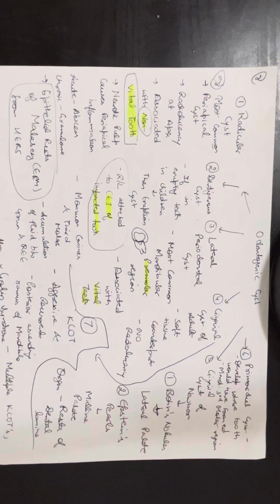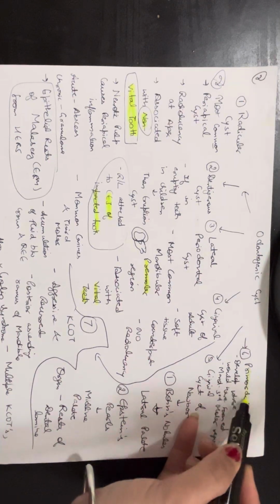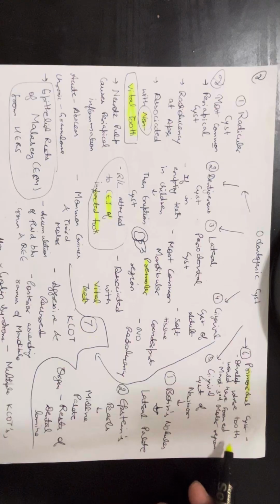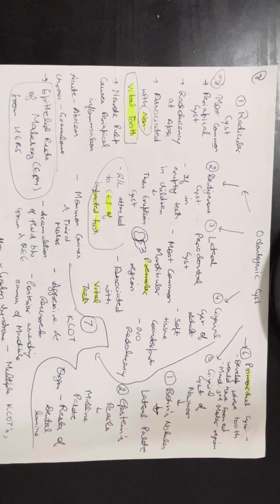So it is very important to remember where they are seen, and they originate from rest of dental lamina. And there is one more cyst, that is primordial cyst, where the tooth should have formed, like where there should be a tooth but there is a cyst, so it is a primordial cyst. It is seen in the mandibular third molar region.